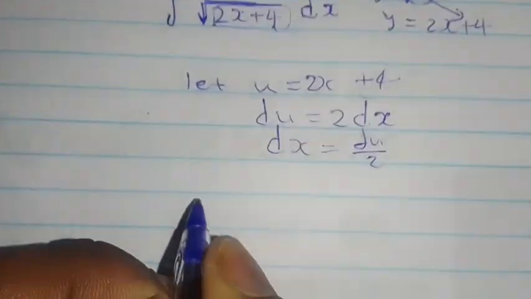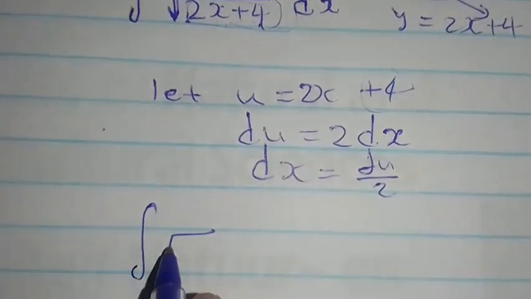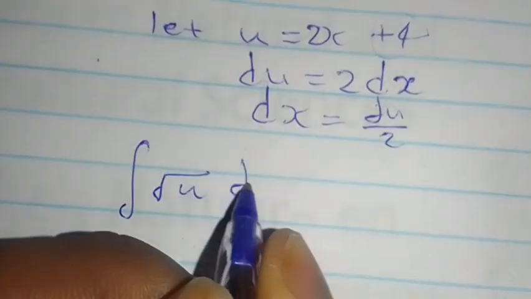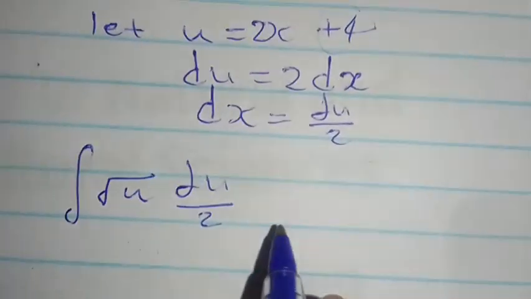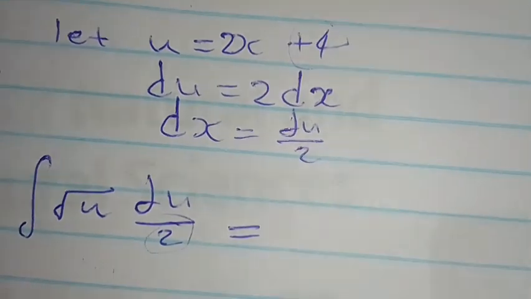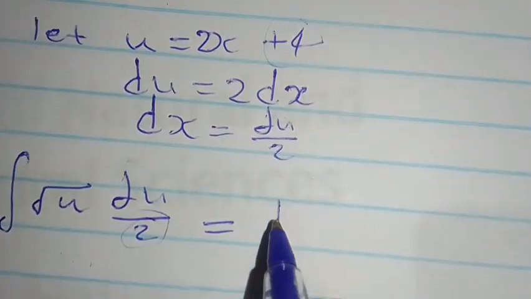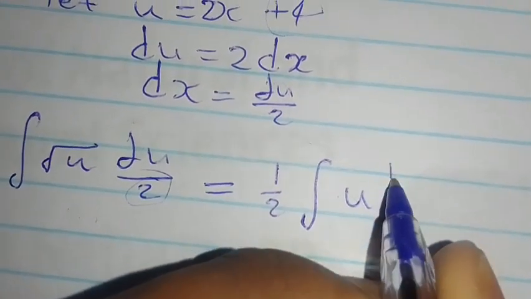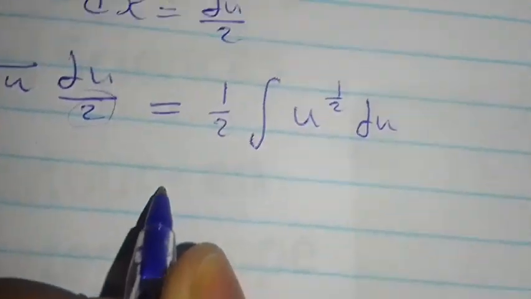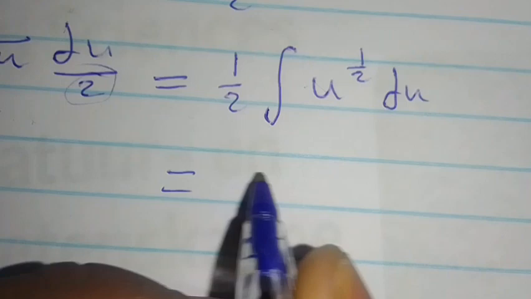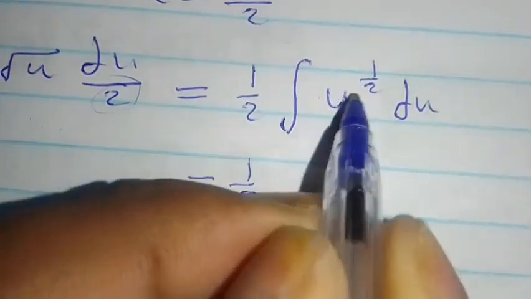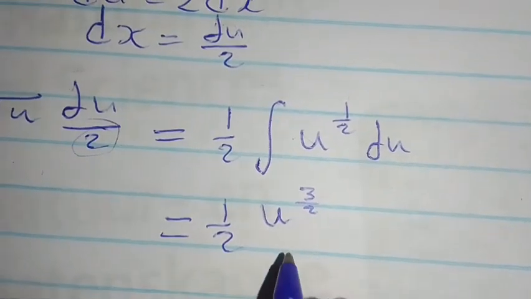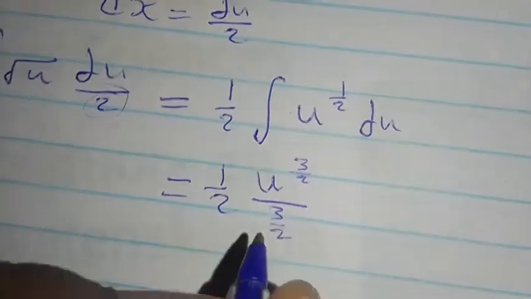So then you can work out that integral. That integral will be the integral of the square root of u, where dx is the same as du over 2. So you can take the half outside. Then you have the integral of the square root of u, which is the same as u to the half du. Then you apply that formula I showed you when I was introducing integrals. Then you'll have a half, and now you're going to have u to the power half plus 1, which is 3 over 2, divided by 3 over 2.